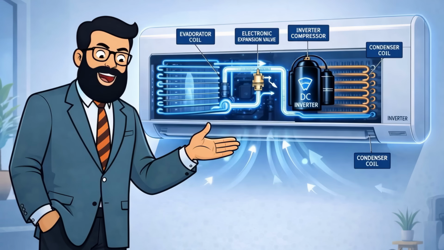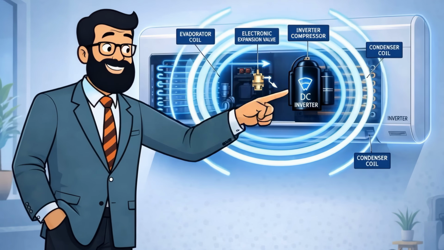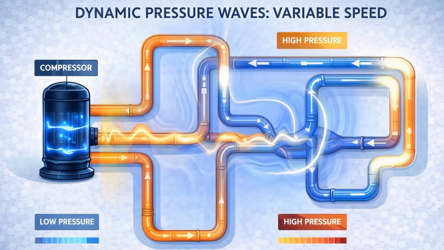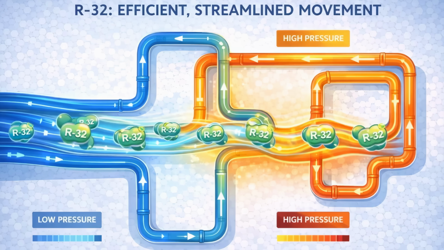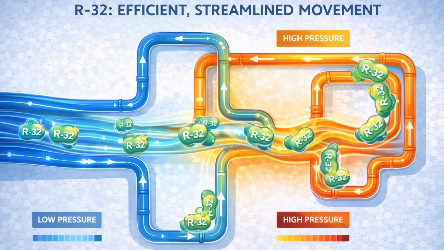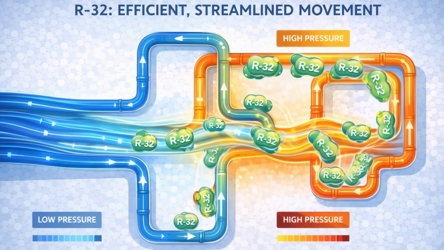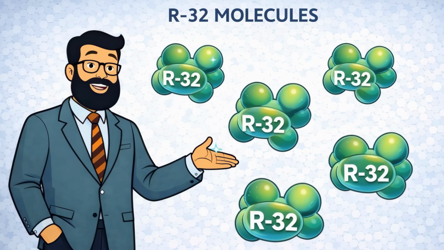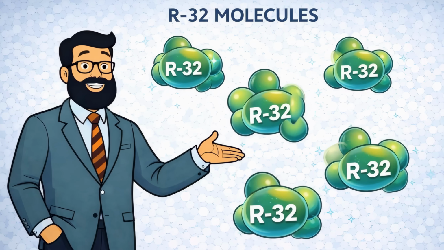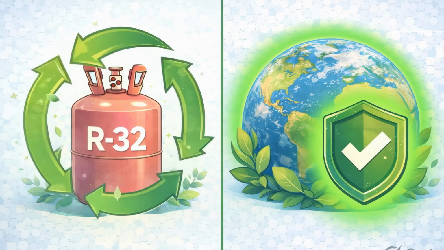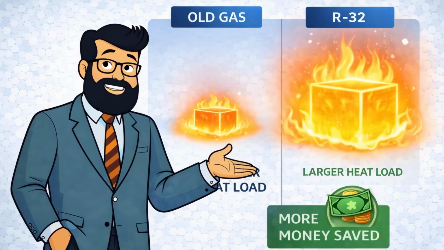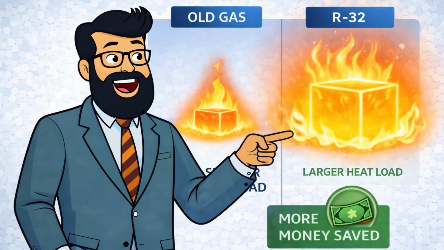This is where the inverter AC shows its true colors. Because an inverter compressor is constantly changing its speed, the pressure inside the pipes is constantly shifting. Modern gases like R32 are designed specifically to handle these pressure changes with incredible efficiency. R32, in particular, is a single-component gas. This means it's easier to recycle and has a much lower impact on global warming. But more importantly for your wallet, it can carry more heat than older gases.